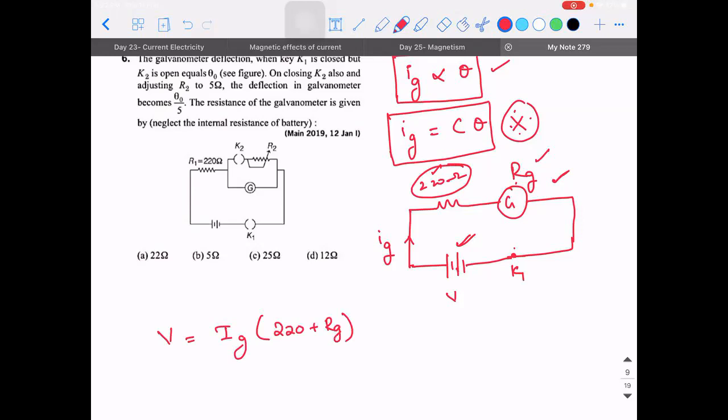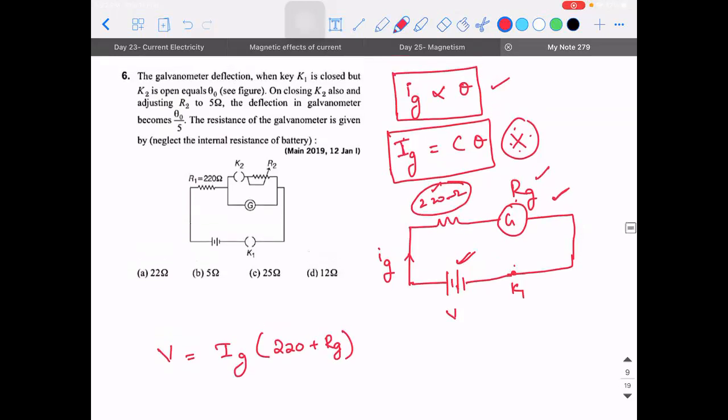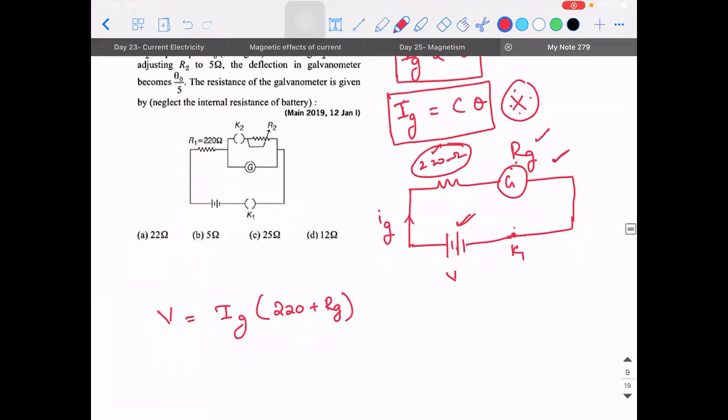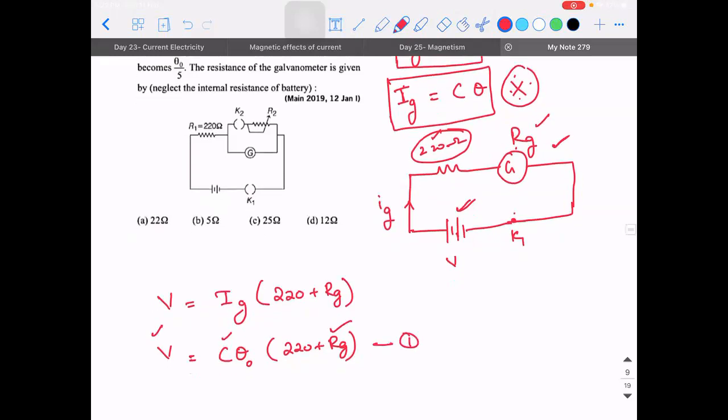Accepted? So V is equal to, what is the value of Ig? It is C into theta into 220 plus Rg. What is our work? We need to find the value of Rg. So how many unknowns are there? This equation has three unknowns: V, C, and Rg. So you cannot solve it. So let this be equation number 1. Now they have given another condition.